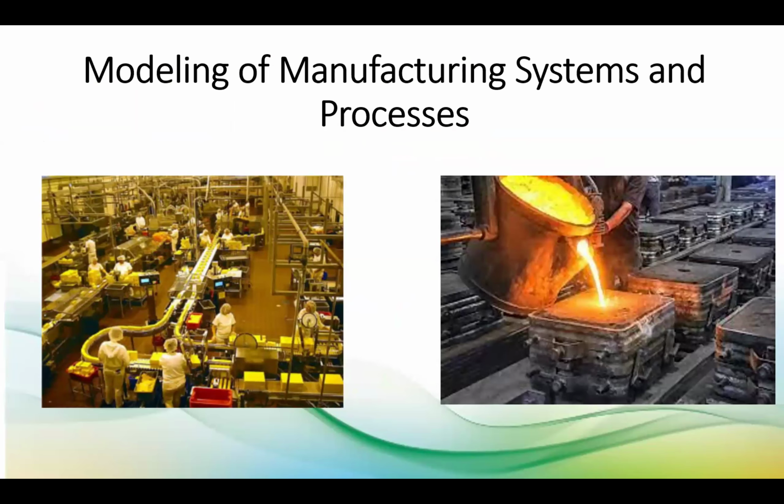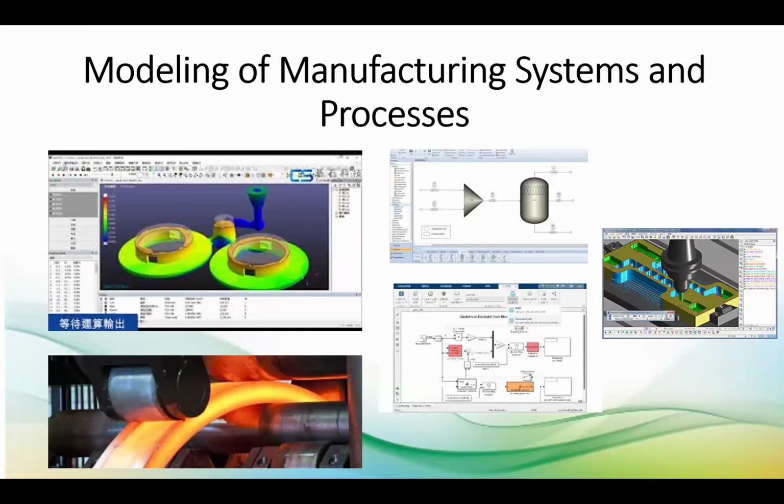This modeling of manufacturing systems and processes. It can be a manufacturing system, just like a factory that I am showing here. A factory system can be modeled using maybe MATLAB Simulink, or if it is a chemical factory, we can use the software Aspen for modeling the process. Similarly, manufacturing processes like casting and welding, everything can be modeled using particular software.